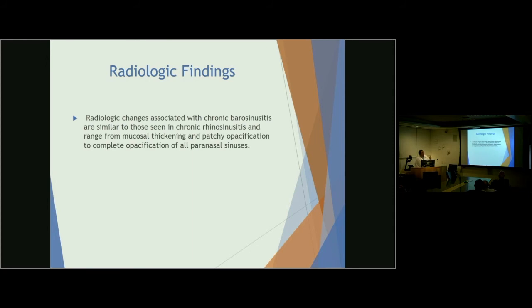All right, so radiologic changes associated with chronic barosinusitis are similar to those seen in chronic rhinosinusitis. It's really hard to differentiate. You basically see bilateral mucosal thickening. All of the sinuses could be involved. We can see patchy opacification. So the scan is not a way to differentiate between chronic barosinusitis and chronic rhinosinusitis. And again, it's really hard to say which is the cause in the first place.